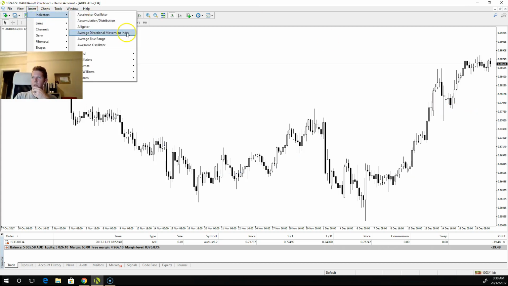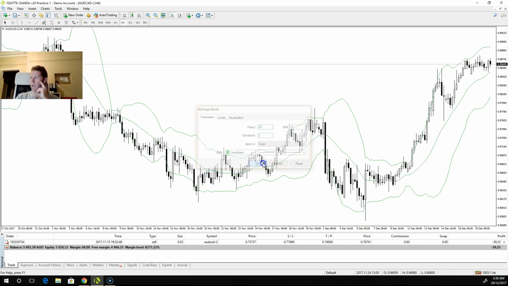So this is how I approach it, guys. We've got Bill Williams. We don't want Bill Williams. Trends, Bollinger Bands, 20. We want to see some expansion as well. That's a 20, that's a 2 standard deviation as well. I want to see a break there. We want to see that going downwards, upwards.